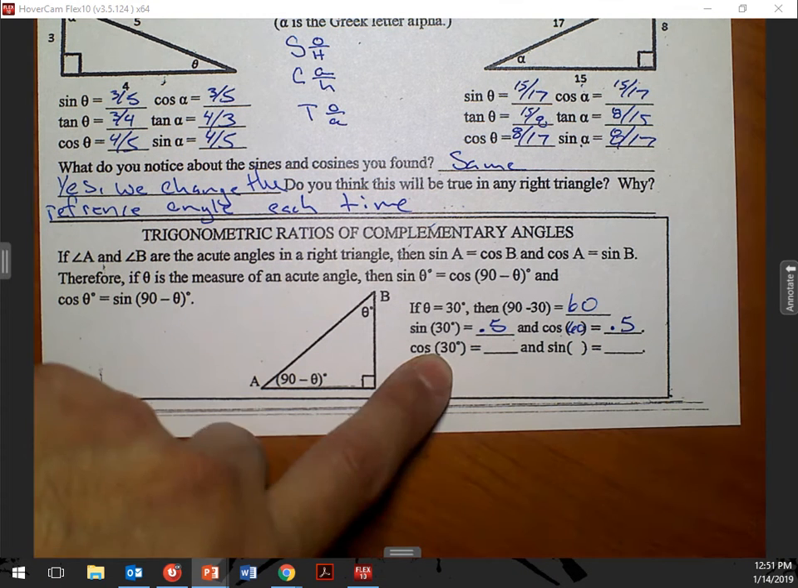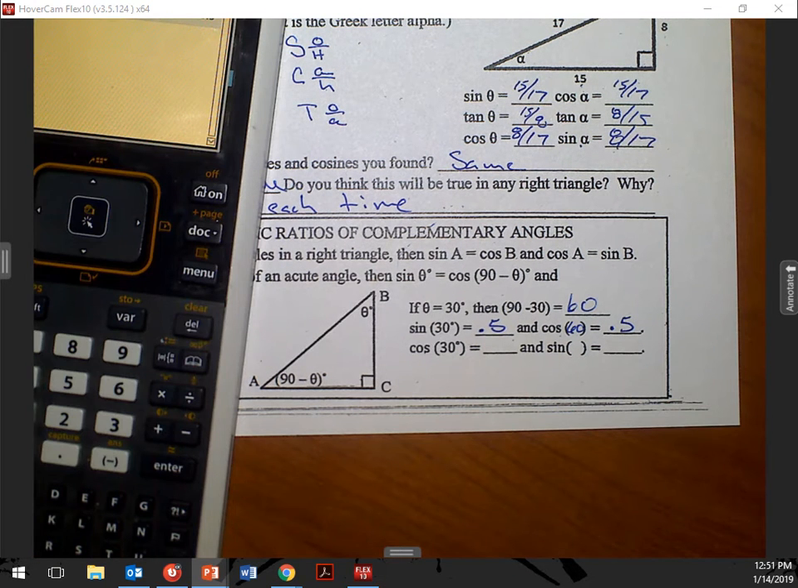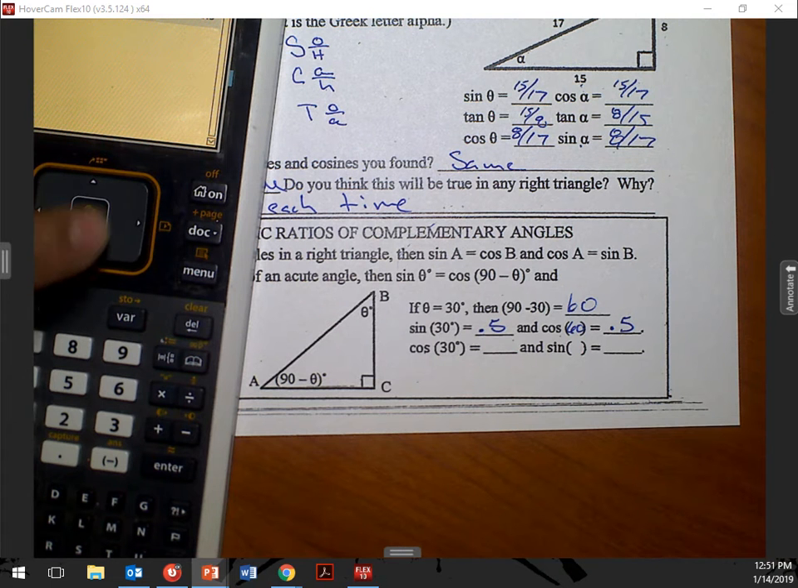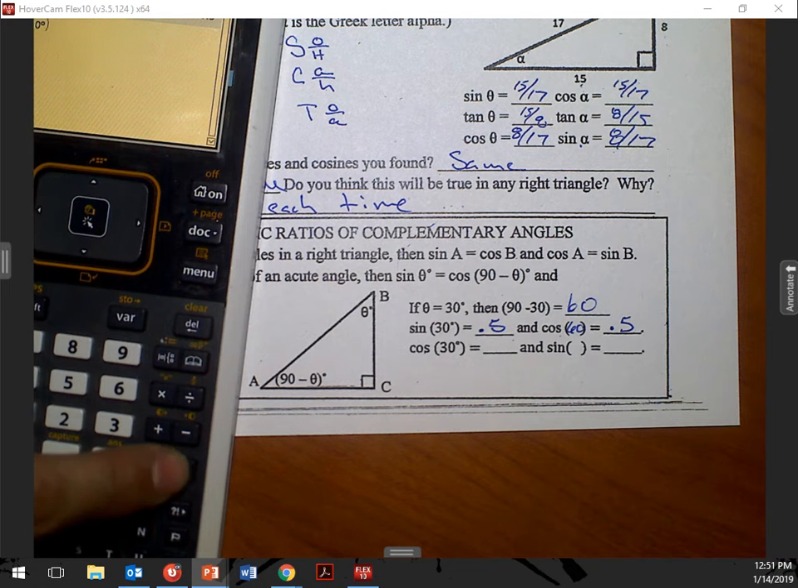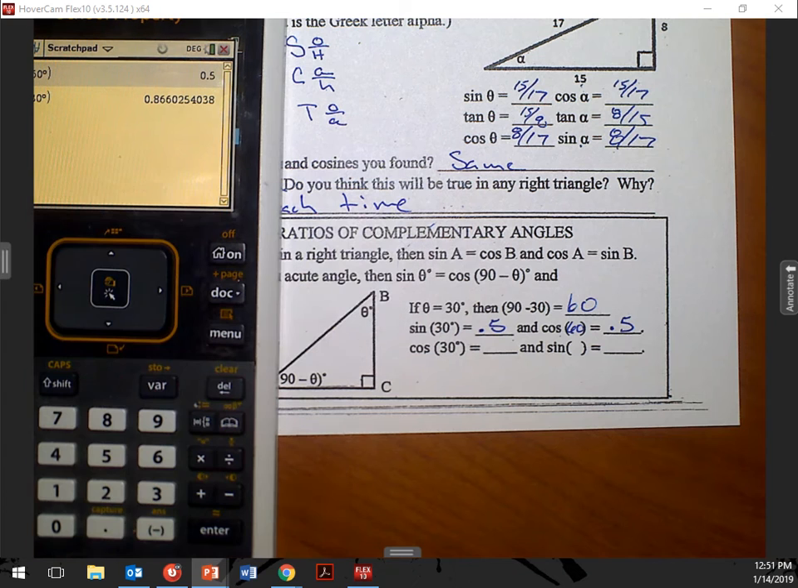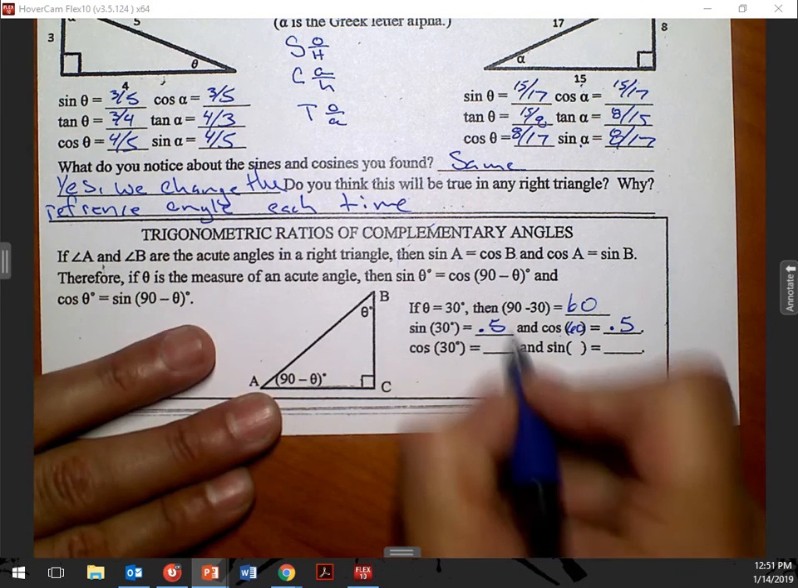Now, what is cosine 30? 0.86? He's smart. Or did he just read ahead? I said it before. Yes, I said we're rounding to 0.87. Okay.